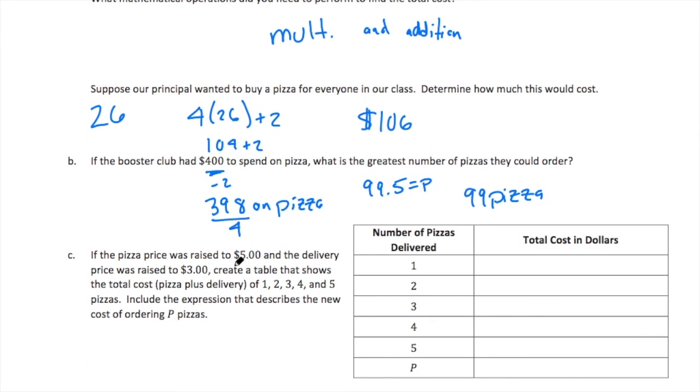Okay, let's consider what happens if they change it now. $5 for pizza, maybe we're getting toppings. And maybe it's a $3 charge as well. So 5 for the first pizza plus 3 is 8 for one pizza, then 13, 18, 23, 28. What are we doing every time? 5 times the number of pizzas plus $3 for the delivery charge. That is our rule, multiplication and addition happening at the same time.